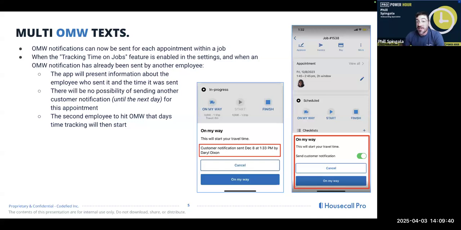Each appointment does have its own on my way notification, so that each day when we go out for our new appointment, we would just simply hit on my way and that will tell the system as well as send a notification to the customer as if we were doing a job that only took us one day. So really just some information here, displaying how it's going to look on the mobile app for your technicians.